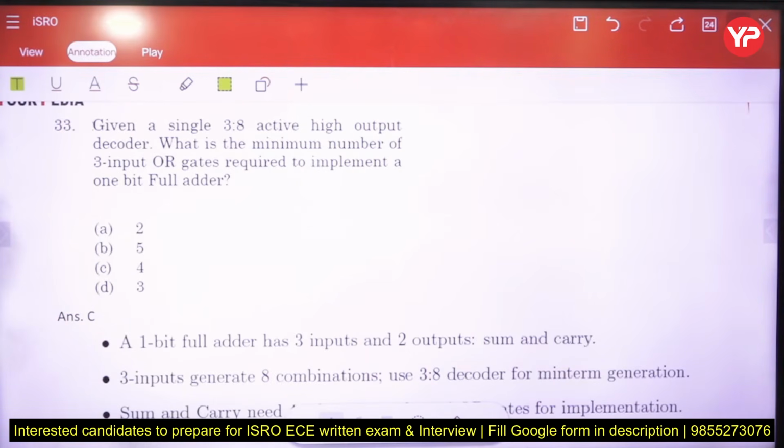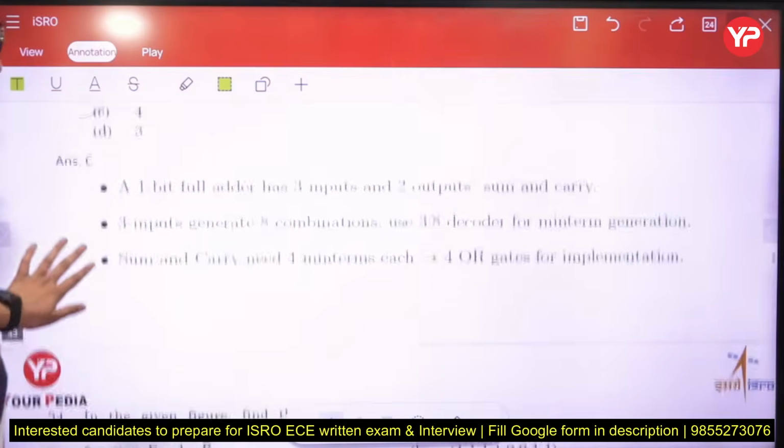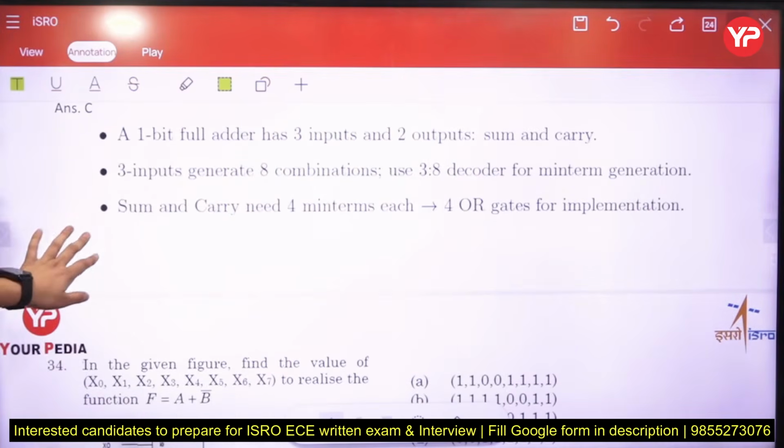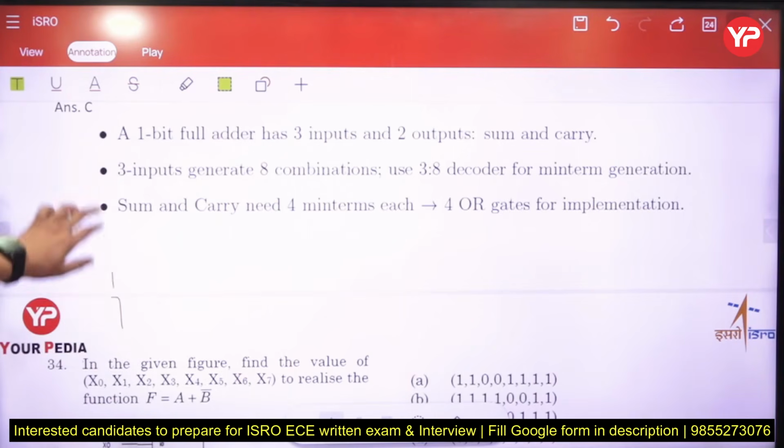Given a single 3x8 active high output decoder, what is the minimum number of 3 input OR gates required to implement a full adder? That will be 4, right? 2 OR gates for the sum and 2 for the carry. Oh, sorry, 4 gates are required.